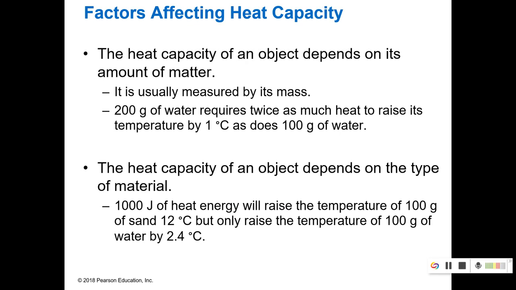Okay, and the heat capacity does depend on how much of it there is. So 200 grams of water has twice as much heat as 100 grams of water. Okay, so it is mass dependent, which is that extensive property from chapter 1.